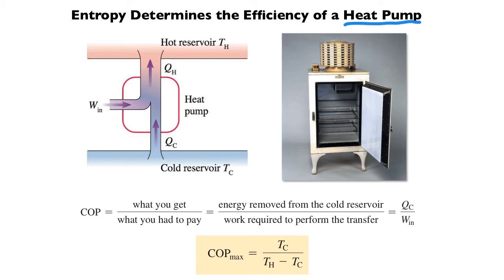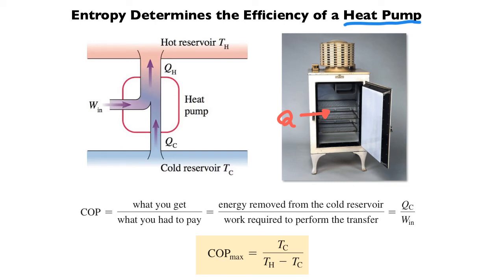Now that sounds really abstract and kind of weird, but think about this. The inside of your refrigerator is cold. The outside of your refrigerator is warm. And so heat is going to naturally flow from the outside of your refrigerator to the inside of your refrigerator. And if nothing was done, the inside of your refrigerator would become the same temperature as the outside, and your refrigerator would basically not be doing anything for you.